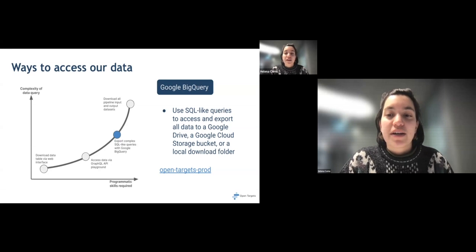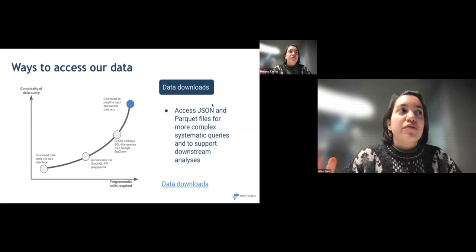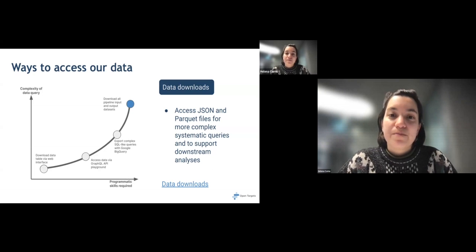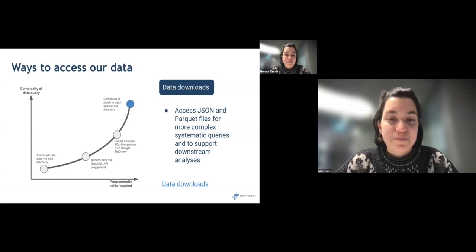I've put the link here, Open Targets Prod, and you should also get access to the slides. Everything I'm saying here, you can also find in the documentation. So if you have any questions about this after I'm done, you can take a look at the documentation. The documentation also has a number of examples to help you get started if this is something that you're not super familiar with. And the final way to access our data is using our data downloads. There's a link to this on the platform itself and also in the documentation. Using the data downloads, you can access JSON and Parquet files, and this means you can do more complex, more systematic queries. And as someone mentioned, you could use this to do analyses offline, for example.